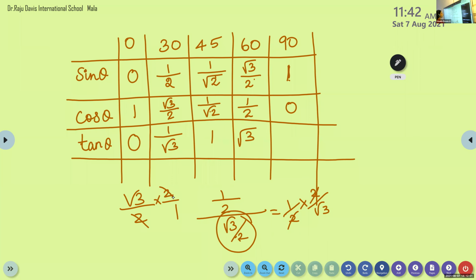What about the next one? 1 by 0, it is not defined. Division by 0 is not defined. So tan 90 is not defined. So this table, if you are thorough, we can do the problems easily. Is it okay? Proofs we are not learning, we learn only the values.